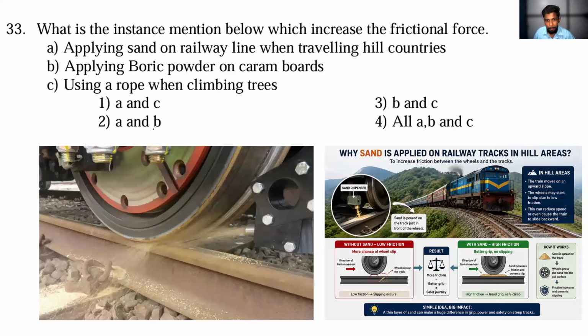Can anyone tell me the answer? Here they are asking how to increase the frictional force. Check the answer. Just read the question, right? You can put the answers in the chat box if you have found the answers.